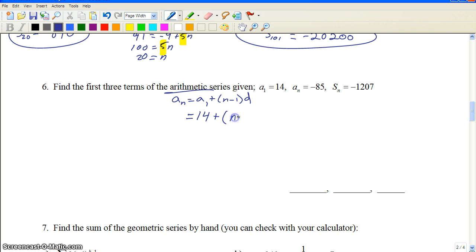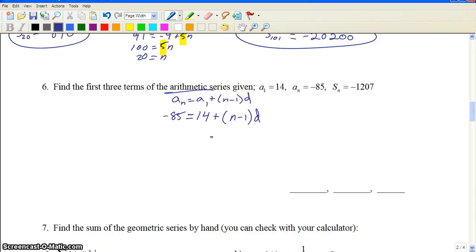We can solve it, so we get n minus 1. We can put it in there. We don't know what d is either, so we're just going to leave it as d for now. But what we do know is that a sub n is going to be negative 85. Okay, so we know some information. We still have one equation and two variables, and that's a problem.